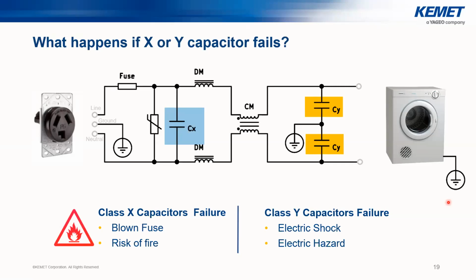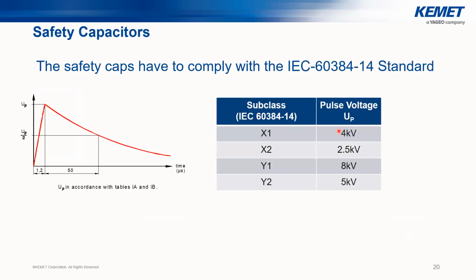But what happens if a class Y capacitor fails? Because this is something which is really more safety relevant. You have your Y capacitor connected straight to ground or chassis. So what this means is if there is a short, let's say, across the Y capacitor, then the entire ground level of your housing gets to that potential, which could have catastrophic consequences. And this is the main reason why the Y capacitors have much more stringent safety requirements to fulfill.